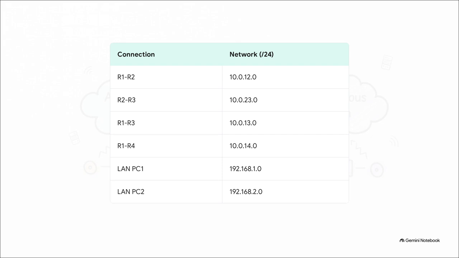For example, the link between router 1 and router 2 uses the 10.0.12.0 network. R2 to R3 uses 10.0.23.0. It's a super intuitive naming convention that makes troubleshooting so much easier later on. And down at the bottom, we see our local area networks for the PCs using that very familiar 192.168 block. This addressing plan is absolutely the bedrock of our routing.